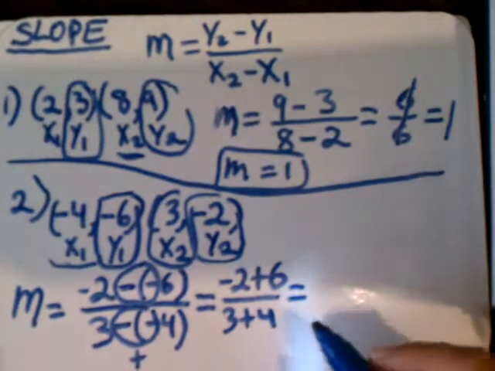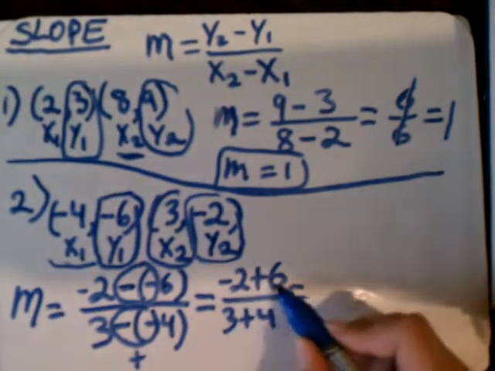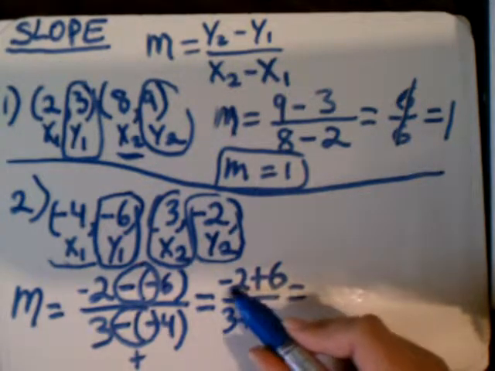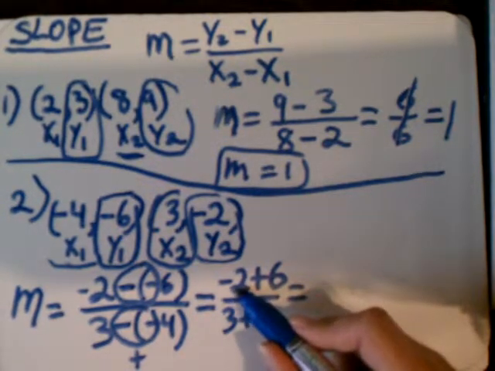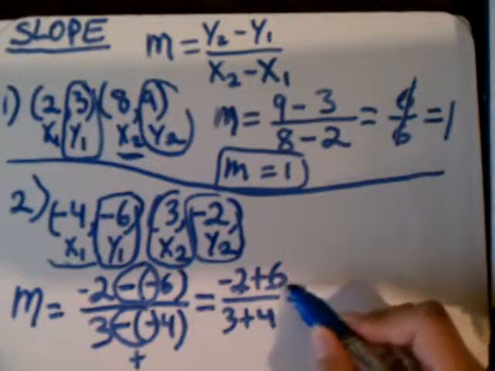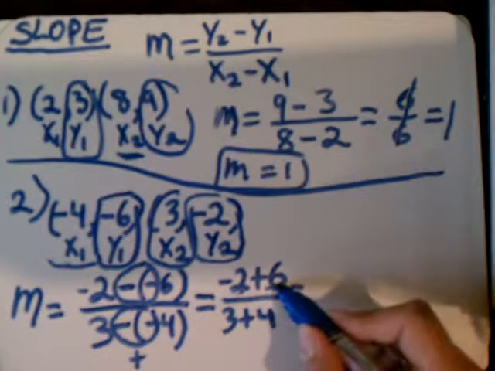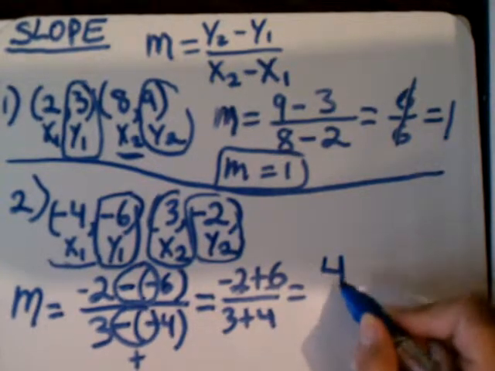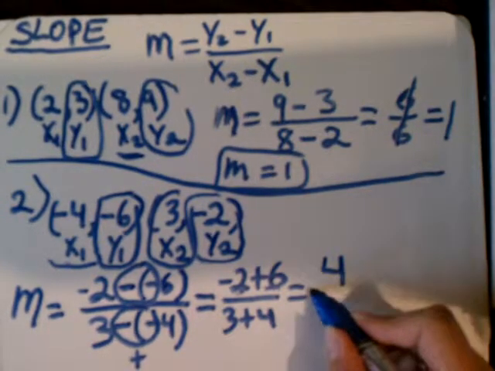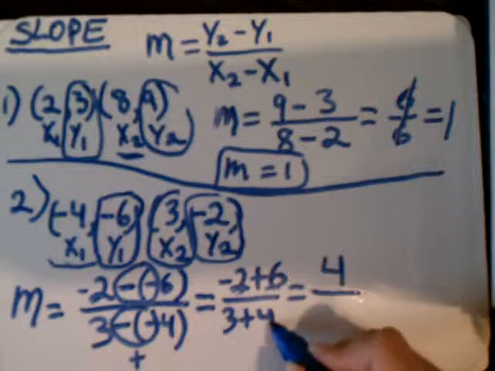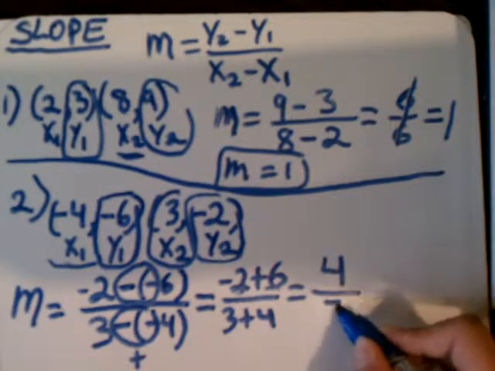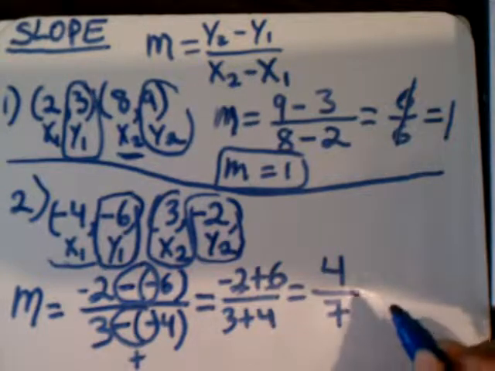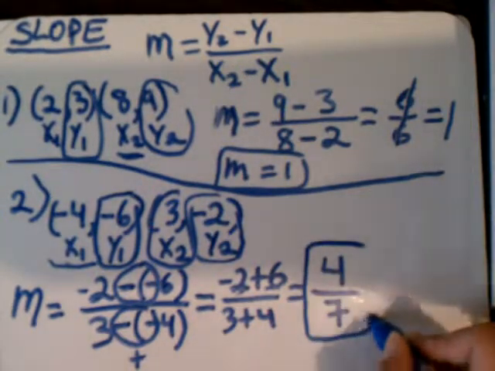Okay? Now, this is -2 plus 6. If you don't remember how to add negative numbers, -2 means you owe $2, and +6 means you have $6. So if you have $6 and you spend 2, you end up with 4. Since you still have $4, it's positive. And then the bottom, 3 plus 4, 7. Can we simplify the 4 and the 7? No. So this is our answer.